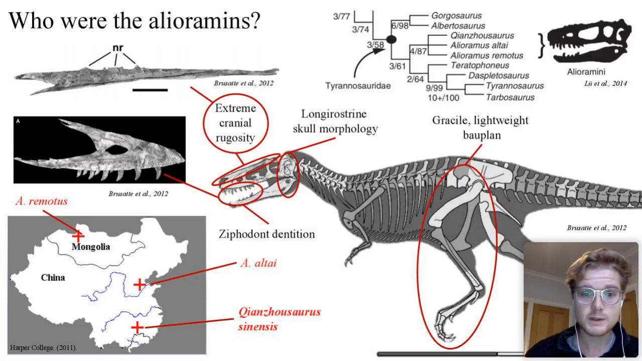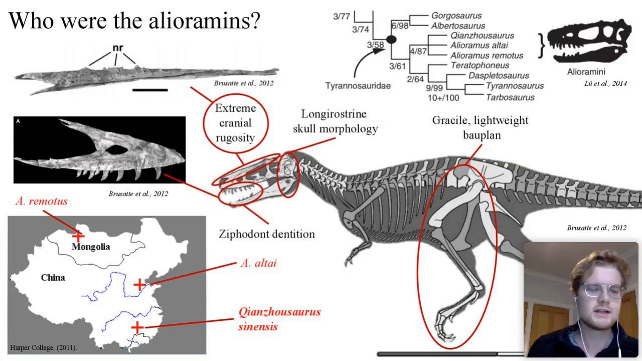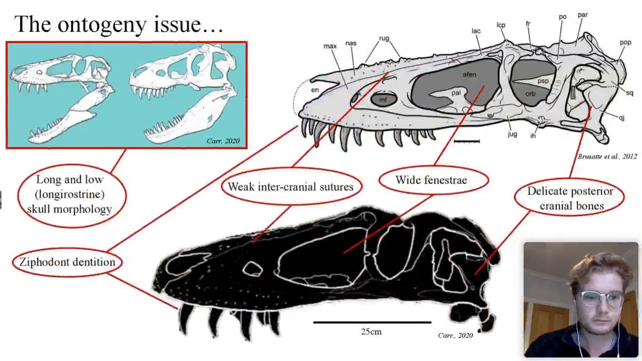Thirdly, a third important characteristic, but not really for this paper, as we're focusing on the cranium, is a generally quite lightweight body plan. The legs tend to be much longer than most tyrannosaurids of their size, and generally they're less stocky than things like Tyrannosaurus and Tarbosaurus. And just in the bottom left, there's a schematic map showing where we found the current three taxa of alioramins. We've got Alioramus remotus from Mongolia, Alioramus altai from eastern China, and now Qianzhousaurus from southeast China.